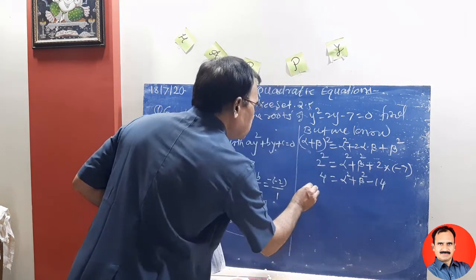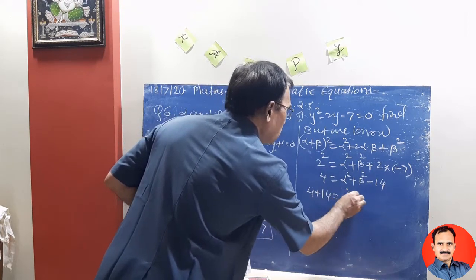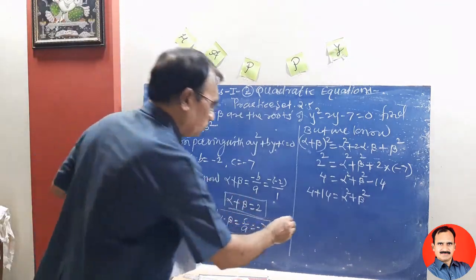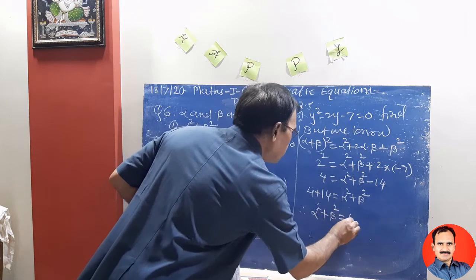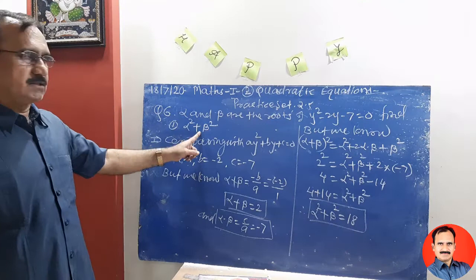Take minus 14 on this side. 4 plus 14 is equal to alpha square plus beta square, by changing the place only. Alpha square plus beta square is equal to 18. This is the required answer.